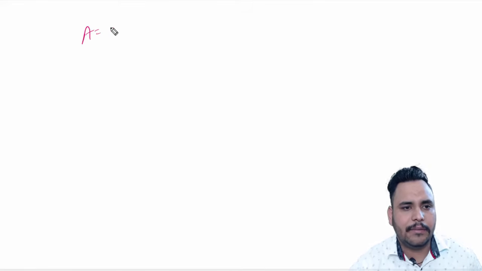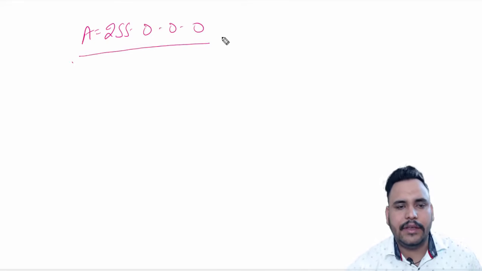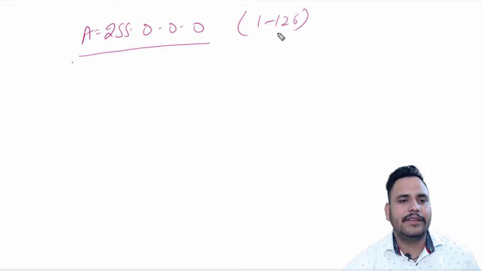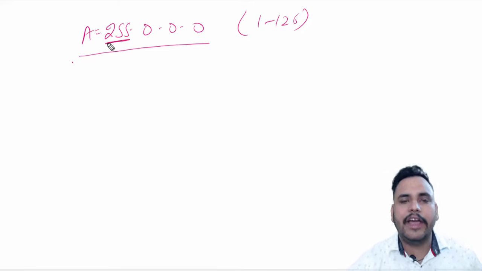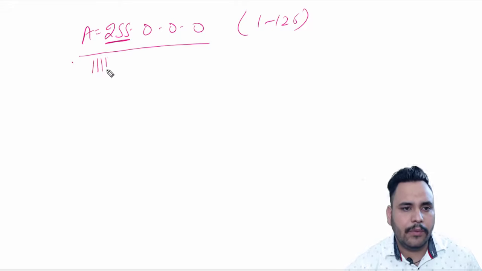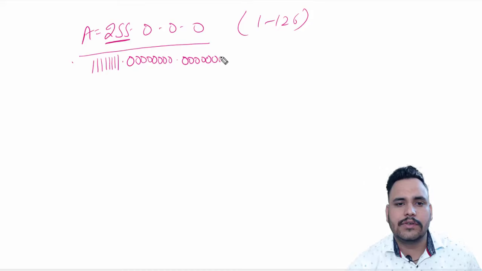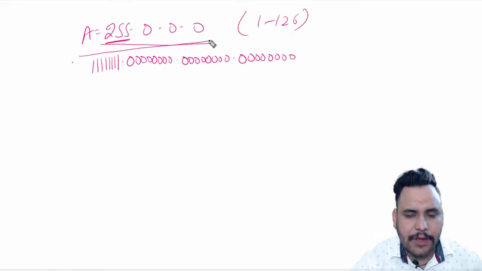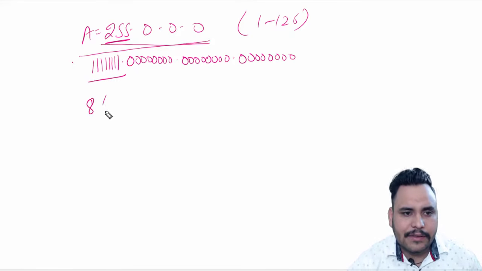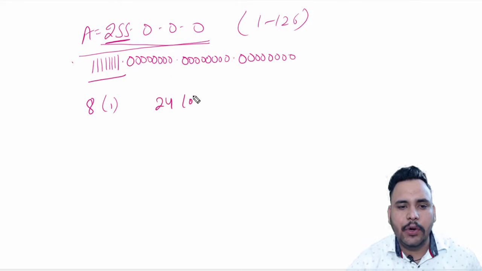Let me clear this once and I will write the subnet mask again. The A class subnet mask is 255.0.0.0. First we have to look at A class. What is the meaning of 255 in binary? It is 1, 2, 3, 4, 5, 6, 7, 8, eight ones, and the 0s mean all zeros. So this is the meaning of the subnet mask: there are 8 ones and 24 zeros in A class.